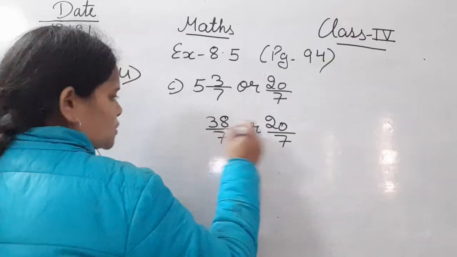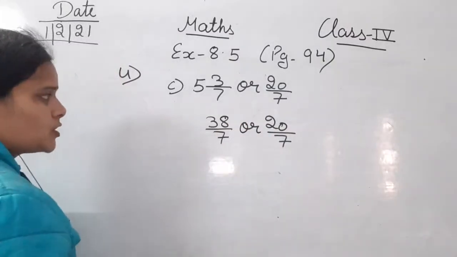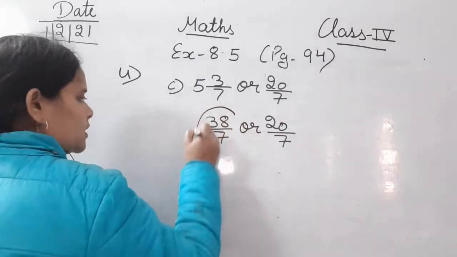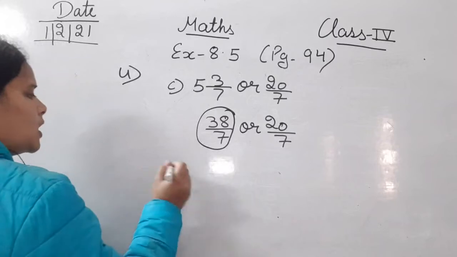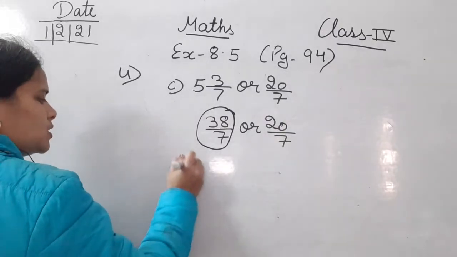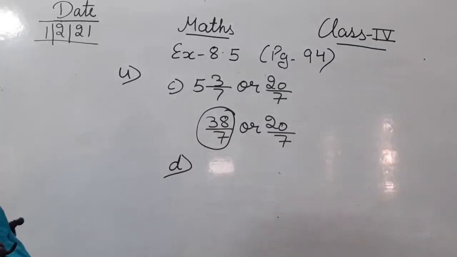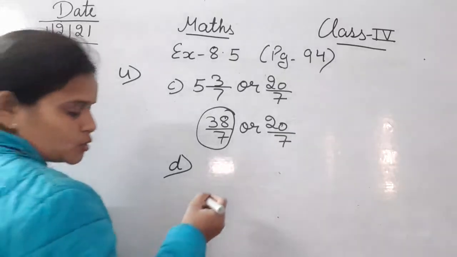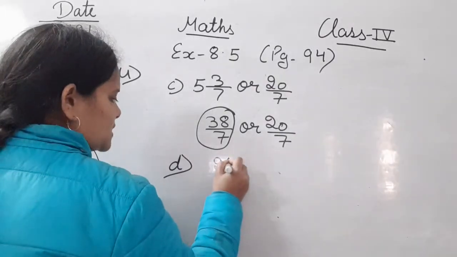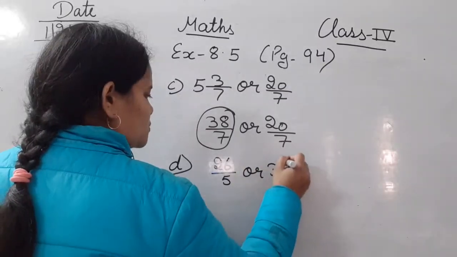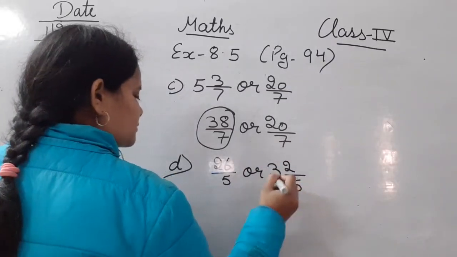So which of these two fractions is greater? That is 38/7. So 38/7 is greater than 20/7. Let's move next to the D part, that is 26/5 or 3:2/5.